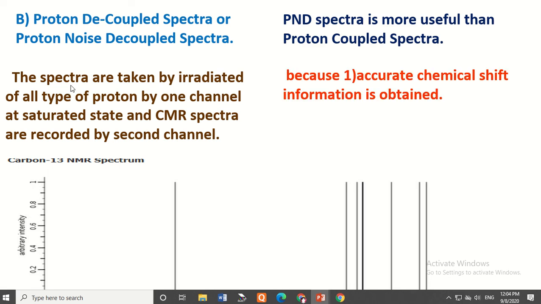Such spectra are obtained by irradiating all types of proton by one channel at a saturated state and taking the carbon-13 spectra by the second channel. It is useful because accurate chemical shift information is obtained, but multiplicity information is not obtained.